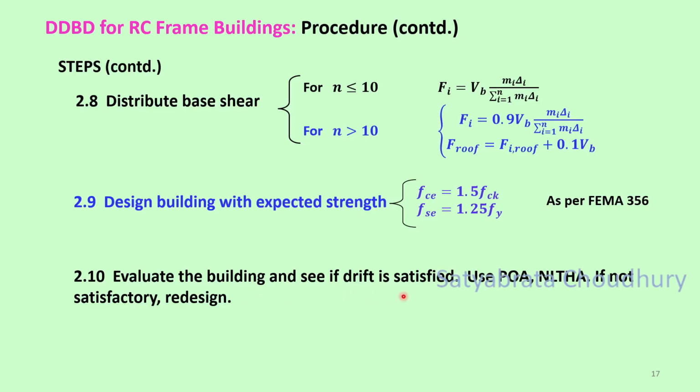Evaluate the building and see if drift is satisfied. You have designed for a drift theta d, if the drift is satisfied. For that purpose, you have to carry out the nonlinear time history analysis and pushover analysis also to know the performance level, whatever is there, what is the performance point. This NLTHA will enable you to find out all the floor displacements from which you can find out the drift, and maximum drift you can take, and maximum drift should not be more than your design drift. Then your design is alright, otherwise you have to redesign.